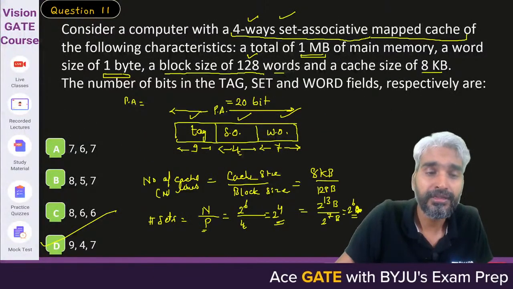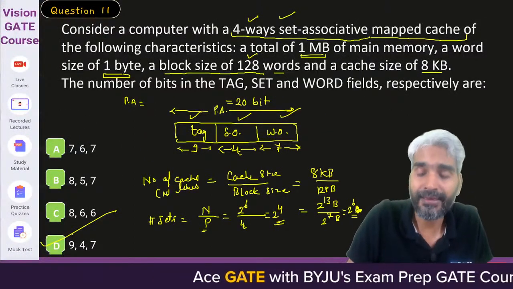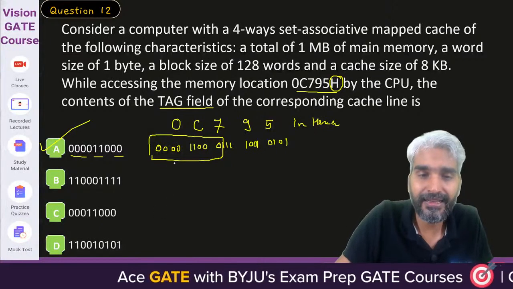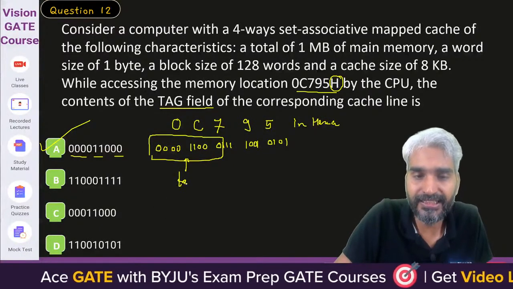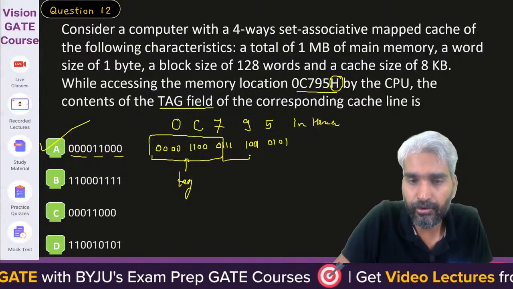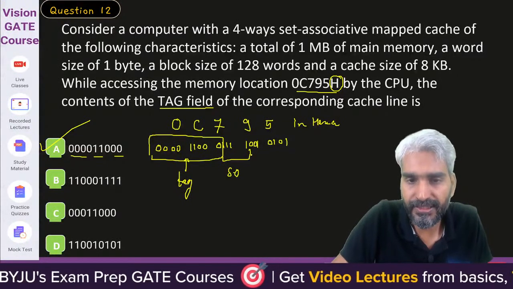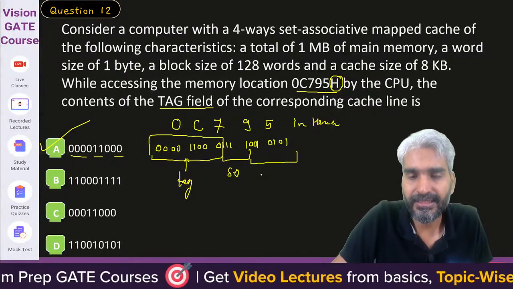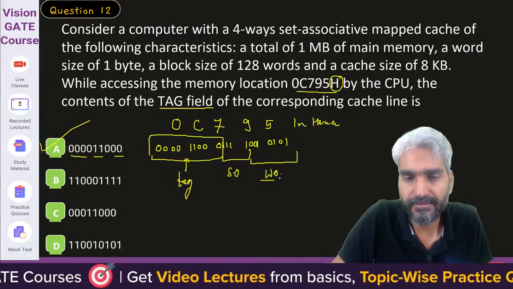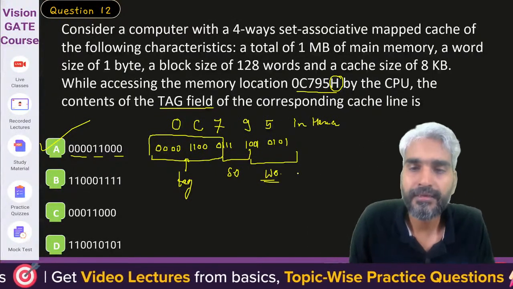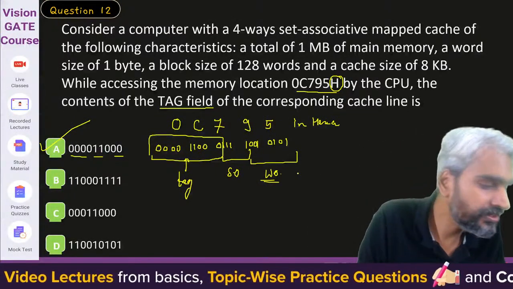Here you will know that the tag field is of 9 bits. So here you can directly assign this starting 9 bits as a tag. The next 4 bits will be used for set offset. The remaining 7 bits will be used for word offset. Clear in the address. So that is the tag field of the corresponding thing.